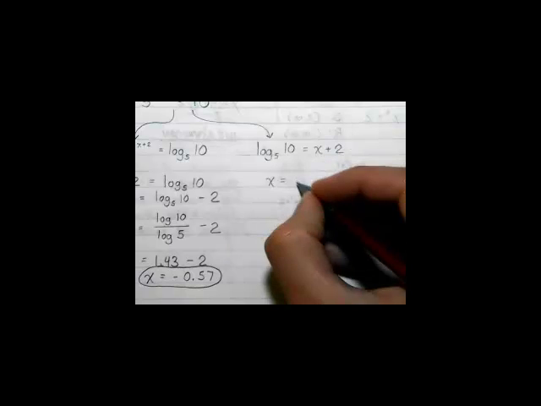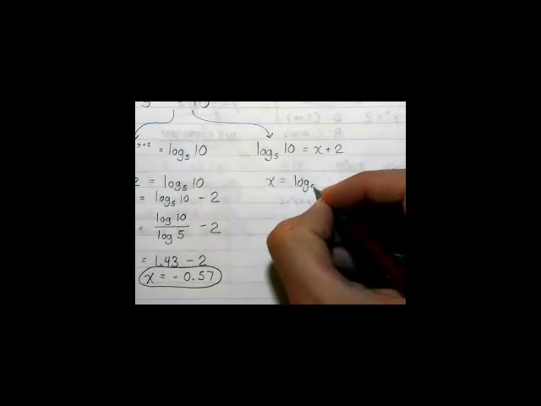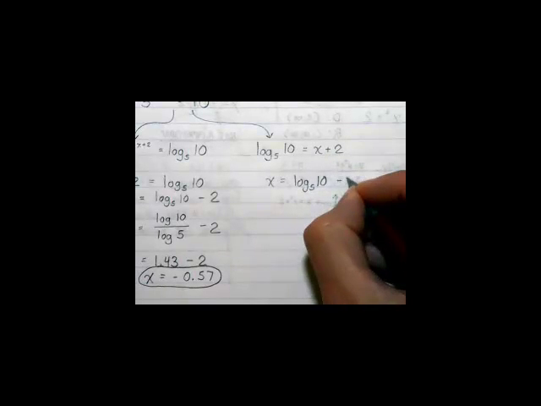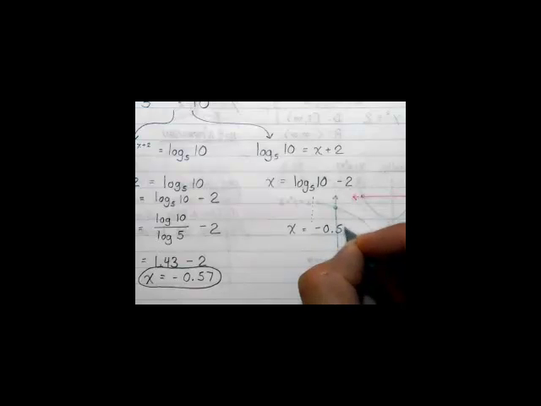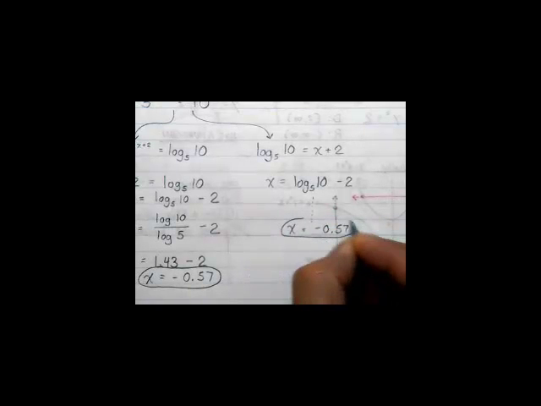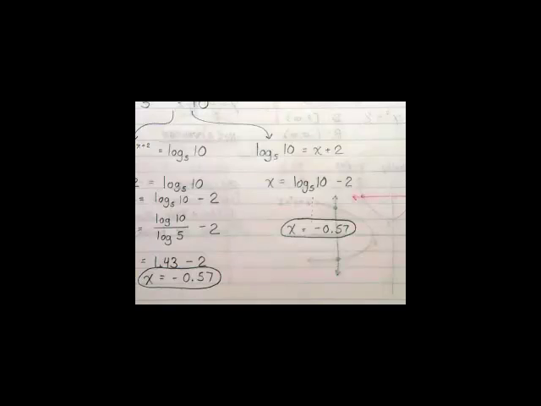So then x equals log base 5 of 10 minus 2, and so on, just like we did on the other one. x is equal to negative 0.57. All right, so just another way to kind of look at it there.